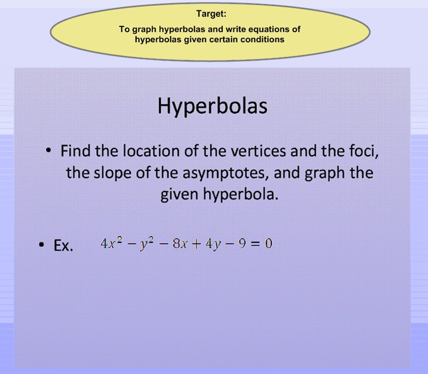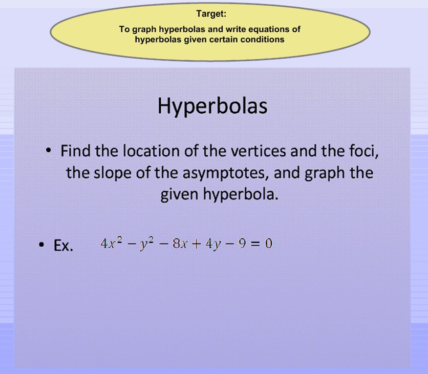We're going to find the location of the vertices and the foci and the slope of the asymptotes, and we're going to graph this given hyperbola. I'm going to help you right now. I would like you to try this first, so you can pause the tape, give it a try, and then you're going to see me put it into standard form, and then you should be able to complete the rest.